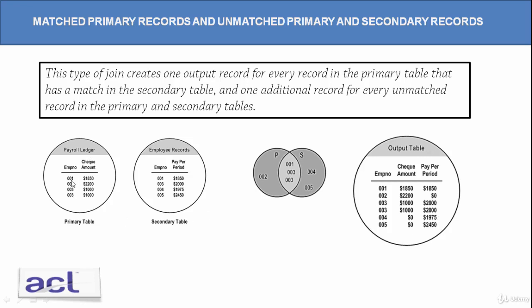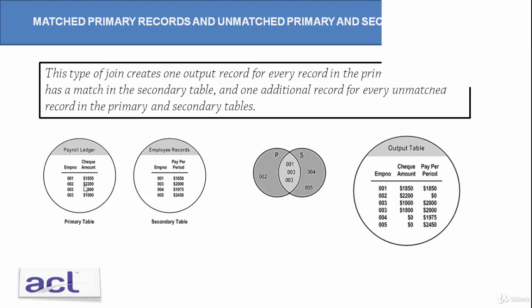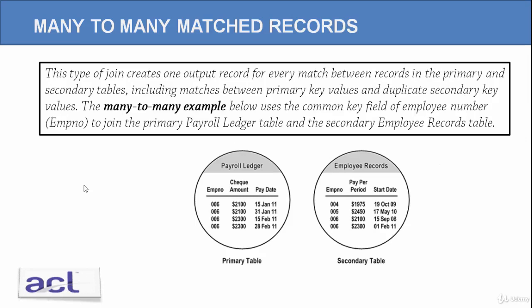So if you look at the payroll ledger table, you can see that we see all the records there, 001, 002, 003, everything is here. So we have all the records returned from the secondary table except the 002, which is $0, and also 004 and 005, which are in the secondary table but not in the primary table, are also returned in this table. So we have their check amount as $0 since they are not in the payroll ledger table.